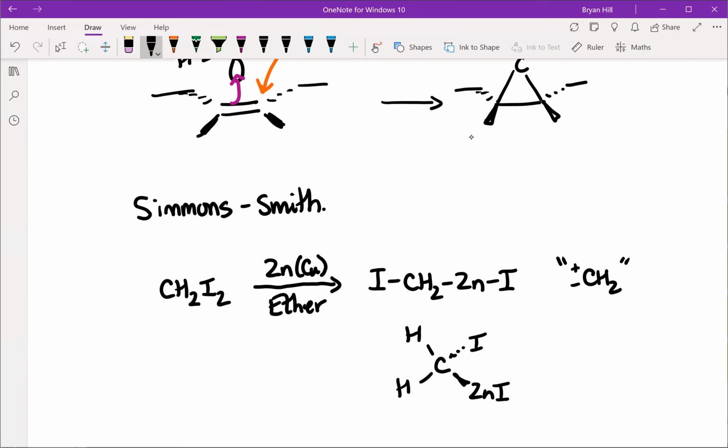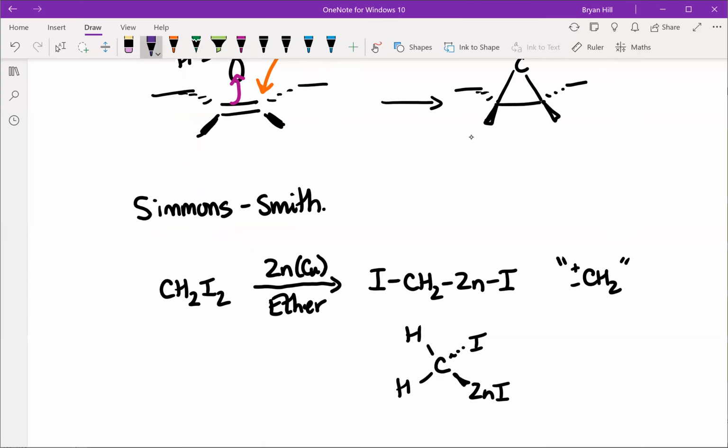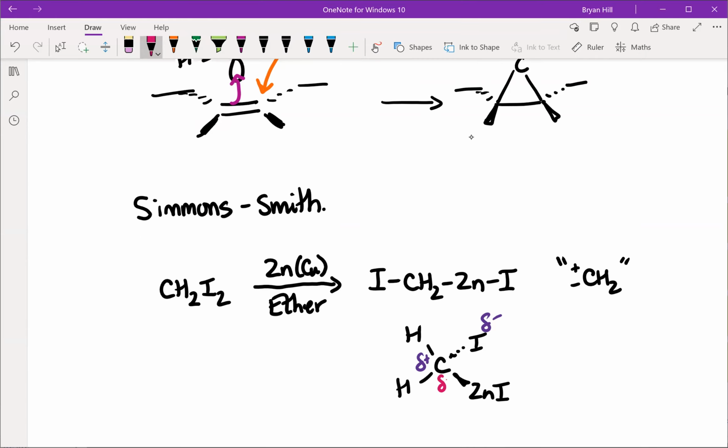If you think of the carbon iodine bond, this is delta minus, this is delta plus. So you've got carbon with a positive charge. And if you think of the zinc carbon, zinc is more electropositive. So this would be carbon delta minus, zinc delta plus. And so carbon's got both of these plus and minus.